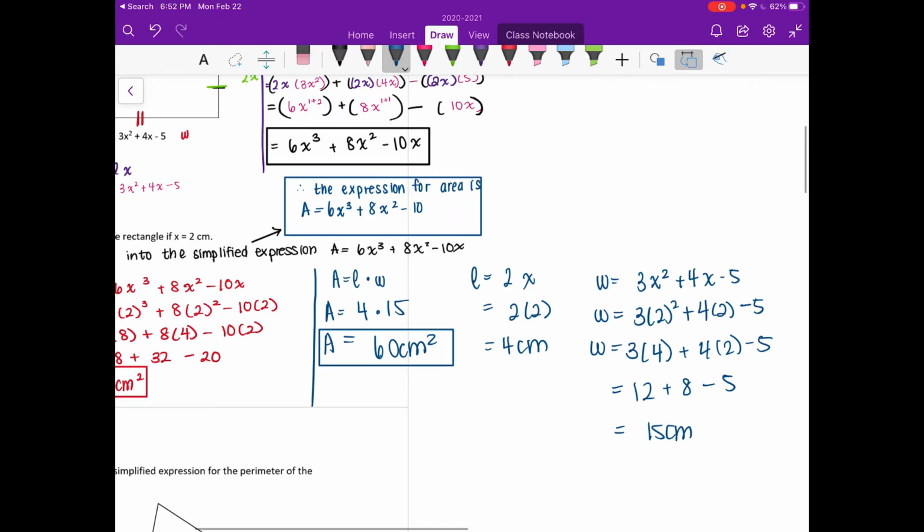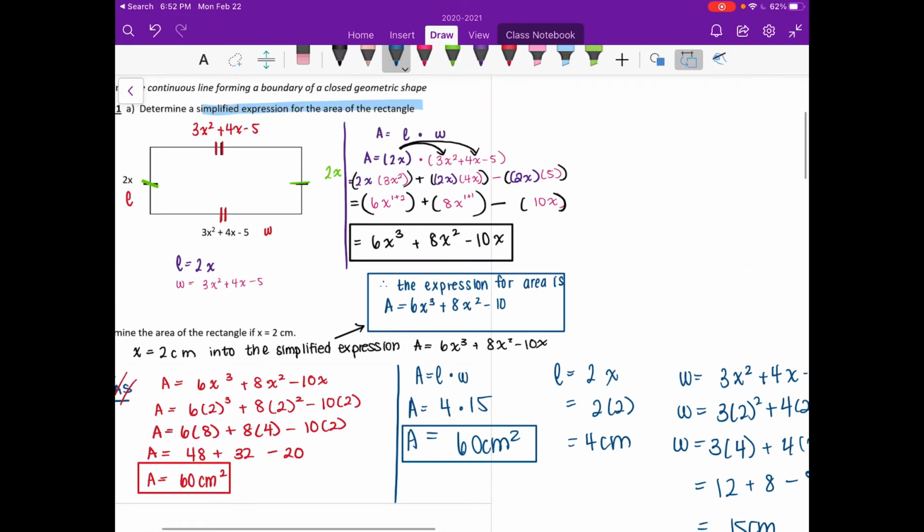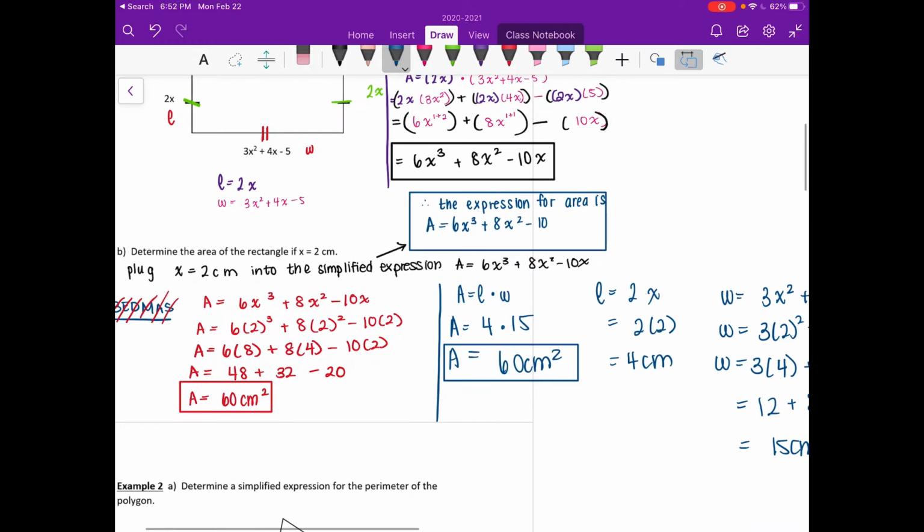But here you have to find the length, you have to find the width. Here you can just simplify it and use that for anything, right? So it's just easier to find any length that I want.